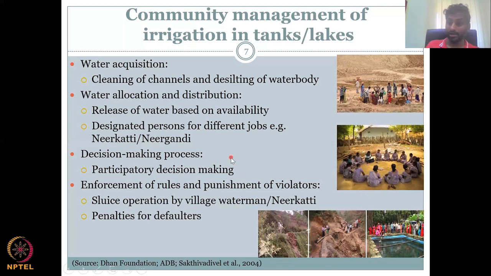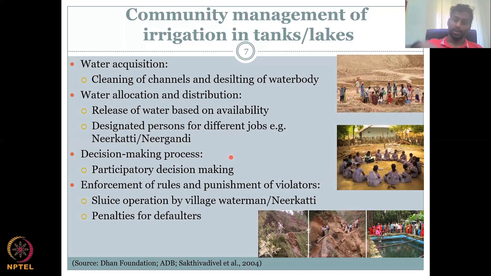Enforcement of rules and punishment of violators. So here's where I said the top authorities in the dam and irrigation network cannot come down and arrest people. There's no police which can come into villages and arrest people just because they are stealing water. It's very, very hard to accept it, right? So it is more acceptable if the violators are punished by these communities. So enforcement of rules are first set as a combined decision, and then they put down these rules for the farmers during these sessions. Sluice operation by village waterman, Neer Katti.